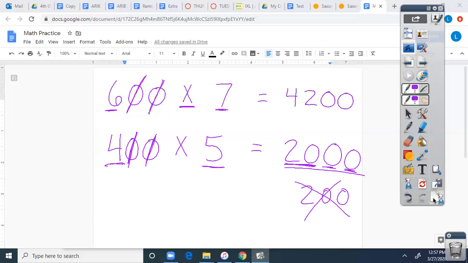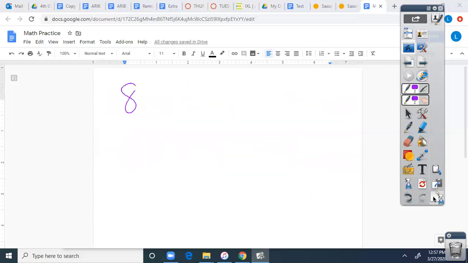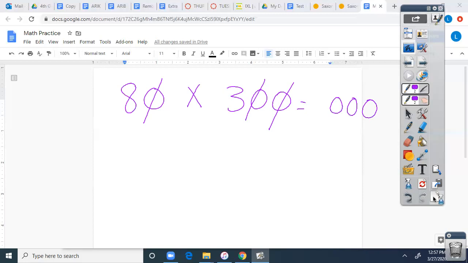You might also see a question that has more than one 0 that you can take away. If we did 80 times 300, okay, we can get rid of 1 0, 2 zeros, 3 zeros. So we've got 1 0, 2 0, 3 0. And now we just do 8 times 3, which is 24. So our answer is 24,000. Okay? That is what is going to be on your homework today.